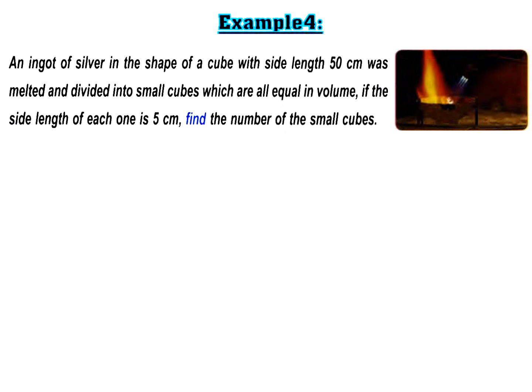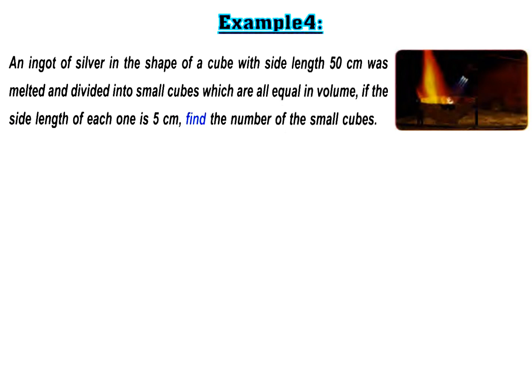The greater cube, which is called the ingot of silver, was melted and divided into small cubes. The edge length of the small cube equals 5 centimeters. Find the number of small cubes.